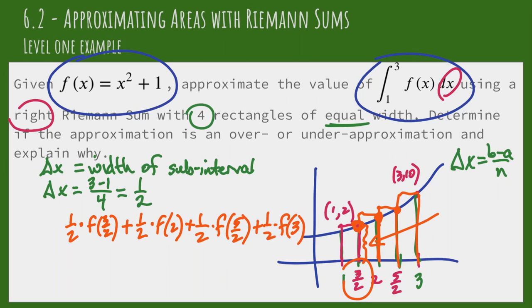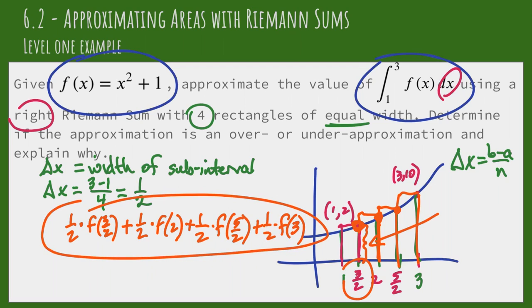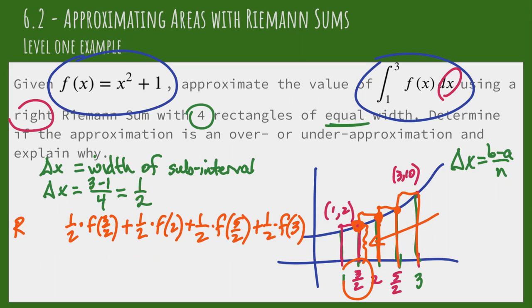Okay, so a couple of things I want to do here before I move on. First of all, I want to identify this. I don't generally want to have work here without saying what that work is. So I'm going to identify that by saying RRAM, with a subscript 4 to show that's the right rectangular approximation method with 4 rectangles.